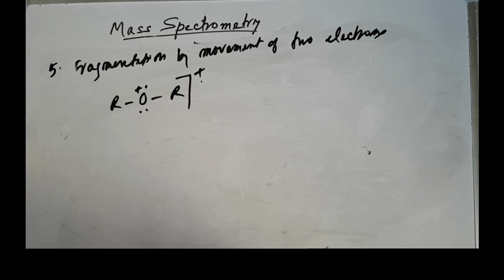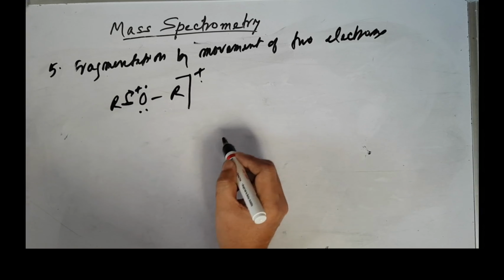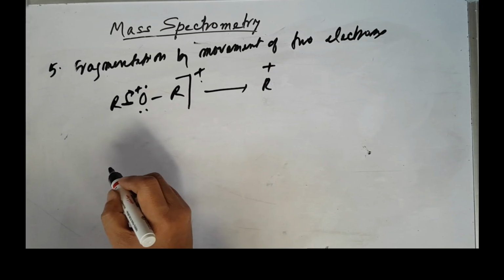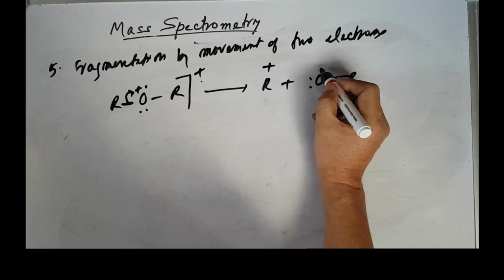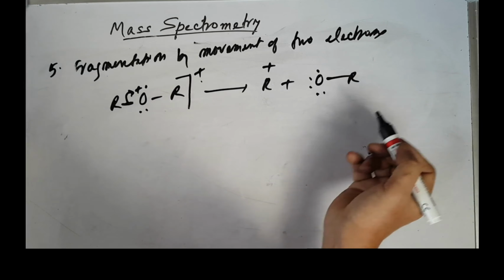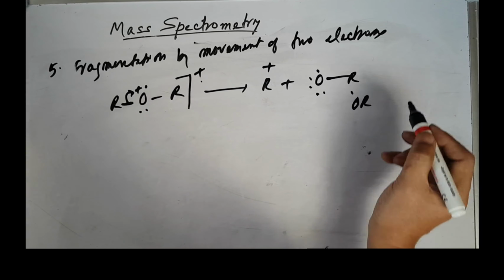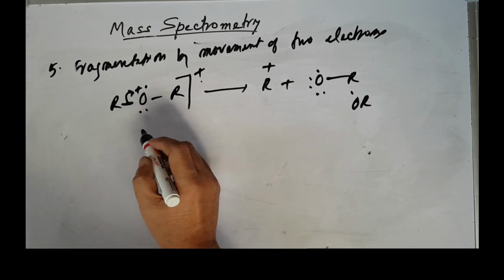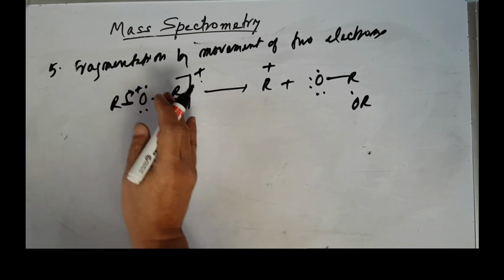Okay, this is the ether. So two electrons are moving here, two electrons are moved. So you get the R positive charge cation, and this becomes O-R radical. Okay, this is the radical, it comes as OR radical. So like this, two electrons are moving. I'm giving examples. There are so many examples here, and it's very common.